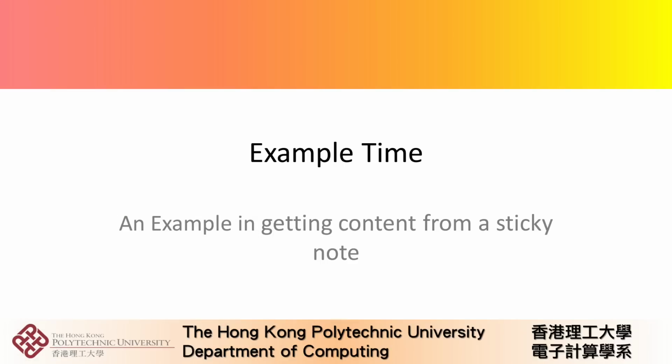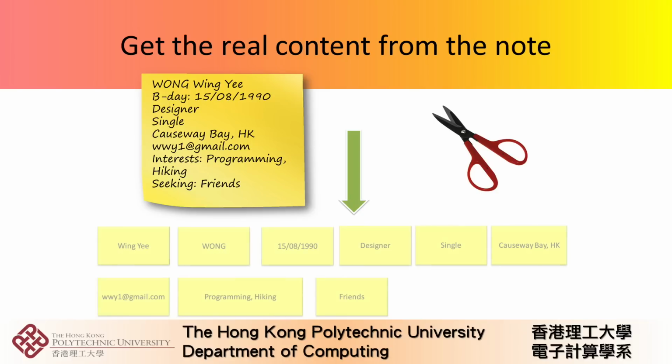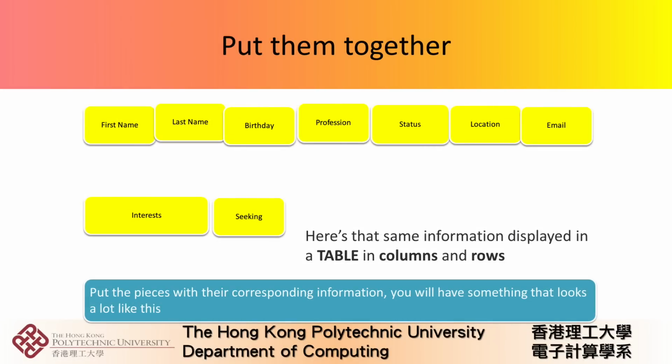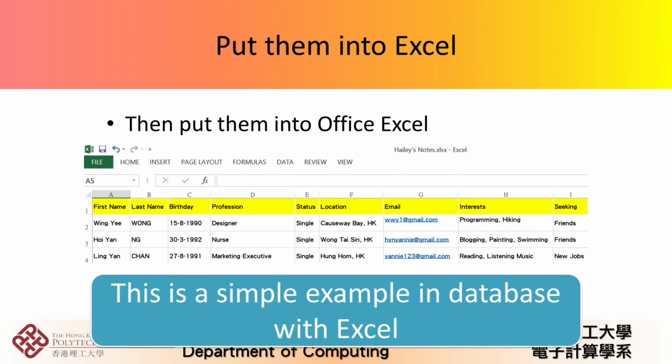Next is the example time to get content from a sticky note. If you cut the notes into many pieces, you can get something that looks like this. Put the pieces with their corresponding information, and you will have something that looks like this. Here is just some information displayed in a table in columns and rows. Then put them into Office Excel. This is a simple example of a database with Excel.